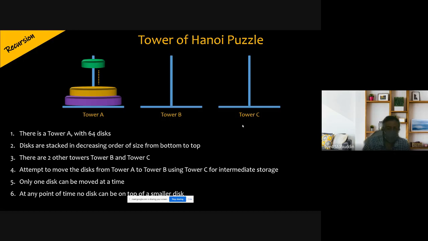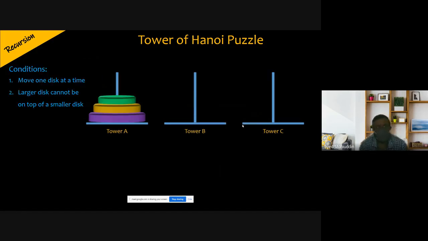So let us try to formulate an algorithm for this. Let us first see how we move these disks. And you have the conditions, that is, only one disk can be moved at a time, and a larger disk cannot be on top of a smaller disk. So our problem is to move these three. Let us take an example of three disks. We are not going to take 64 disks. Just taking three disks to demonstrate how a recursive algorithm can be formulated.